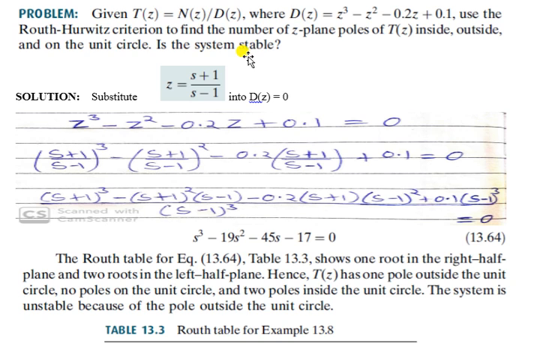So obviously again you will use the bilinear transformation formula, which is z equal to s plus 1 divided by s minus 1, in this Dz equal to 0 equation.